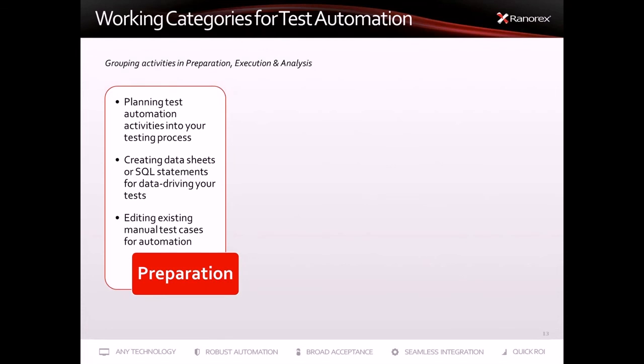Editing existing manual test cases for automation, so that we know there's going to be a number of manual test cases that may or may not have been written with automation in mind. For those that we do want to automate from our manual testing perspective, how do we edit those, and what fields are important to edit to make sure that they are automation ready?